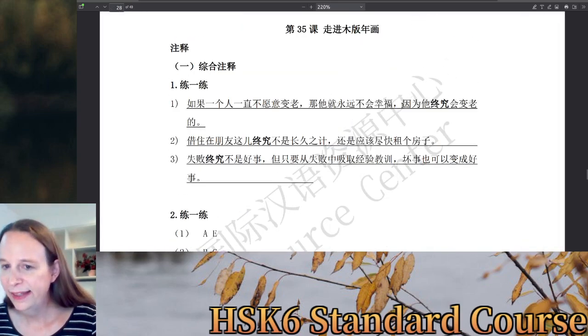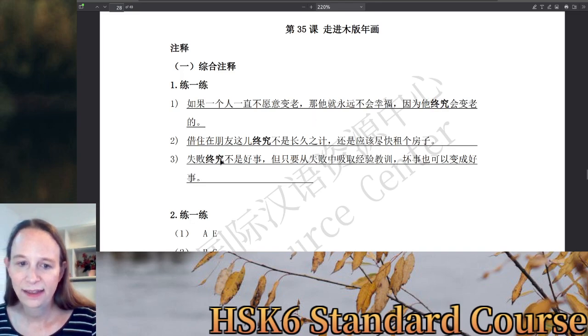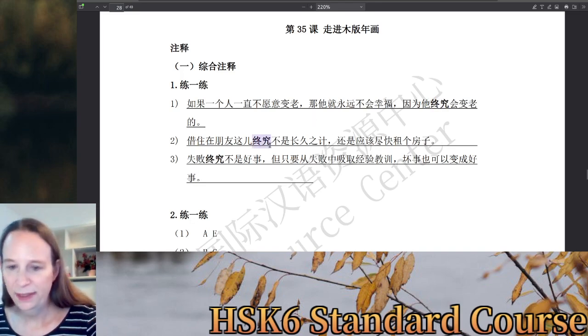So yeah, 因为它终究变. So they got rid of the 是 and 一定. 它终究会变老的. Okay, this one, 这. Yeah, so there's no difference. We just changed 当然 to 终究. And this one, 失败终究不是好事. Yeah. 终究, this one, 终究.